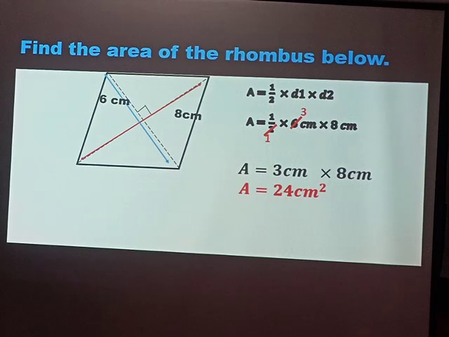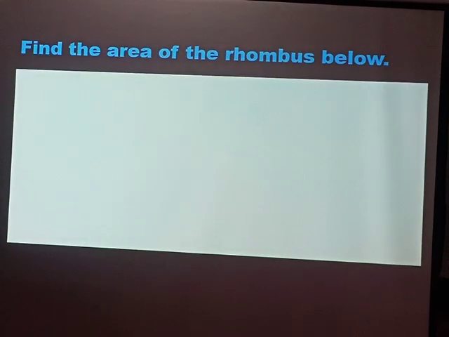If you got 24 square centimeters, both of us are correct. You are right and I'm also right. That was our first example. Let's look at example 2. Find the area of the rhombus below.